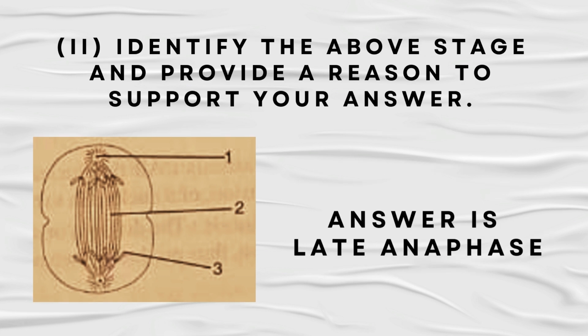2. Identify the above stage and provide a reason to support your answer. The answer is late anaphase. And the reason is splitting of chromosomes occurs, and the daughter chromosomes are moving towards opposite poles of the cell. This movement is a defining feature of anaphase.